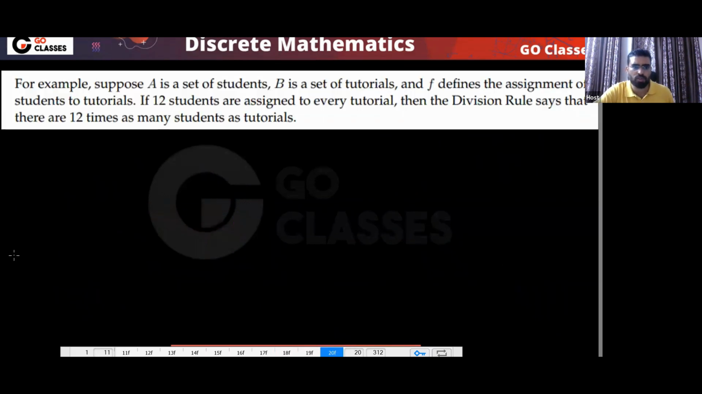Now let's move on, let's solve this question. Tell me the answer. A is a set of students, B is a set of tutorials, F is an assignment, a function of students to tutorials. 12 students are assigned to every tutorial. Remember, F is a function. Then the division rule says that there are 12 times as many students as tutorials. Correct? Yes or no?